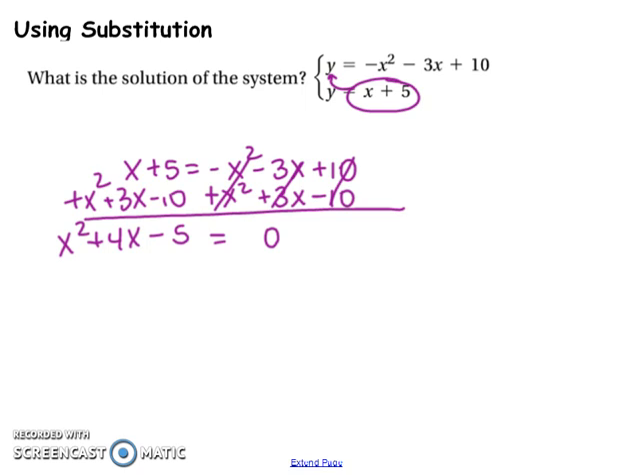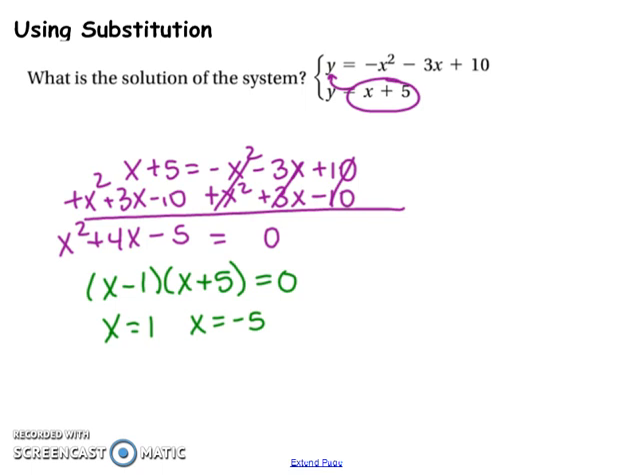So it multiplies to negative 5, adds to 4. So I can use x minus 1 and x plus 5 equals 0. And I'm going to solve each one. So I get x equals 1, and I get x equals negative 5. So since it's a solution of a system, that means that the solution is going to be a point.